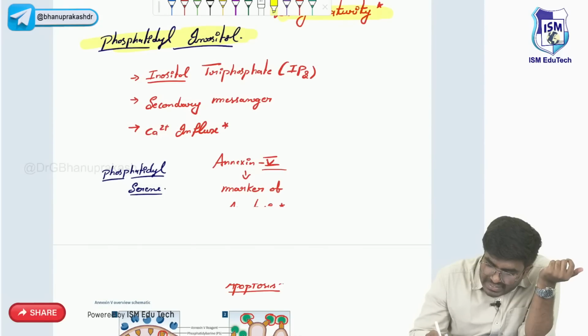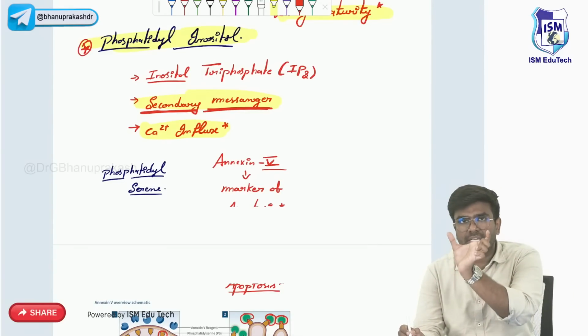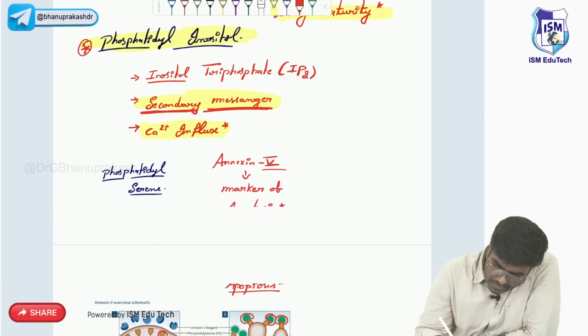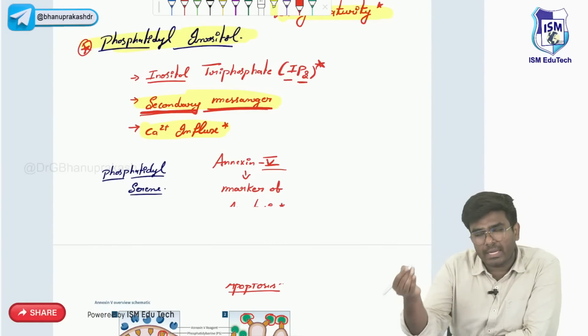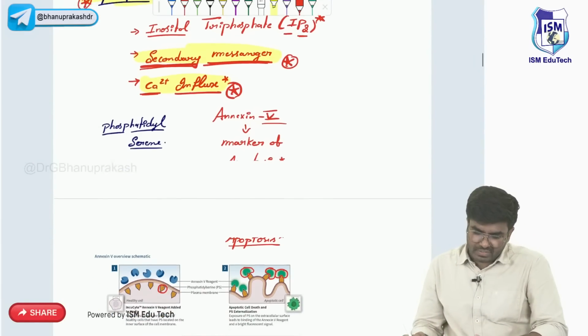Which phospholipid acts like a secondary messenger? It is phosphatidylinositol. It acts like a secondary messenger in the cell. Later, I will explain all the secondary messengers, the three important ones. Right now, phosphatidylinositol, IP3, acts like a secondary messenger. It helps in calcium influx into the cell.